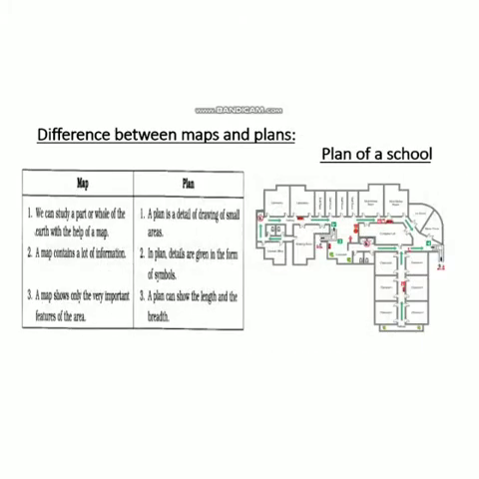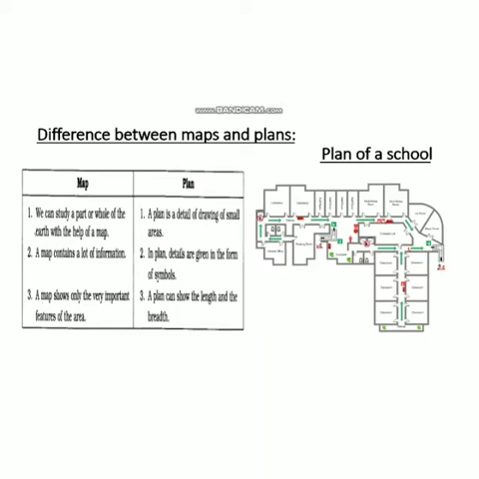Difference between maps and plans. A plan is a drawing that shows the horizontal section of a small area or a building. A map and a plan are very similar, but there are some differences between them. We can study a part or whole of the earth with the help of a map, but a plan is a detailed drawing of small areas.